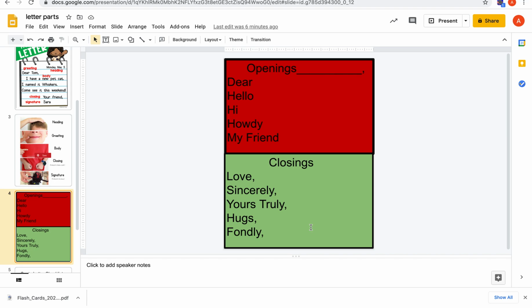And if you met this person in real life, would you hug them? Maybe not. Maybe Santa we would. But if you were writing a letter to someone you didn't know that well, would you end it with hugs? No, I don't think so. And fondly just means that you're wishing them well. So these are things that we can open and close our letter with.